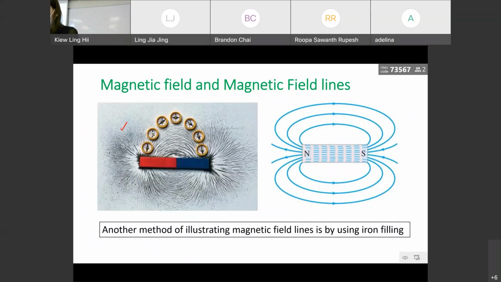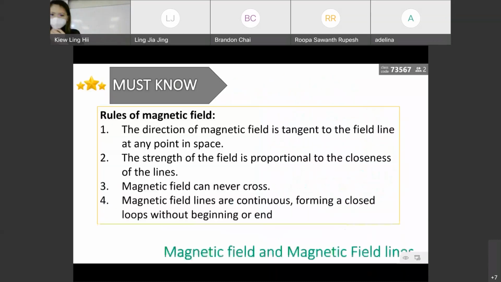So it's actually a closed loop type of circle. Okay, so the rules of thumb for magnetic field, the characteristics of magnetic field. The direction of the magnetic field is tangent to the field lines at any point in space, right? So what does it mean? When we talk about magnetic field, it's actually a closed loop, right?